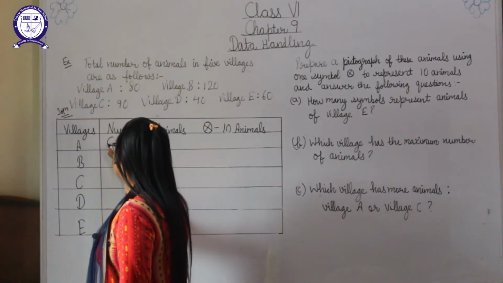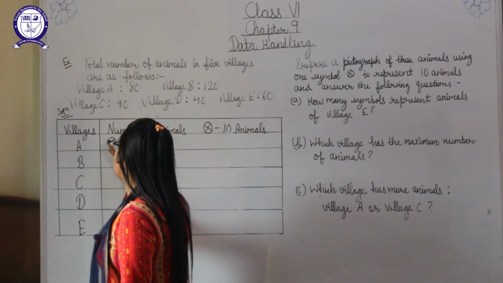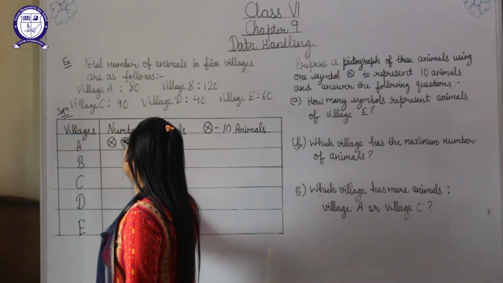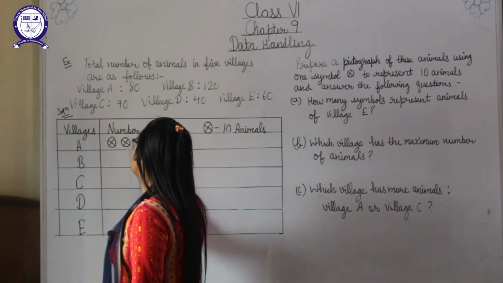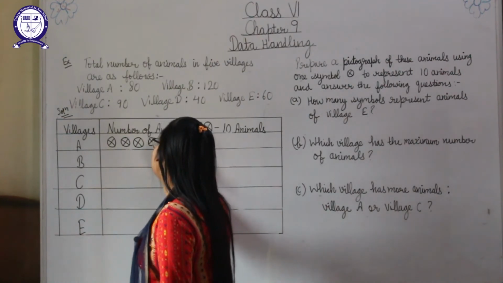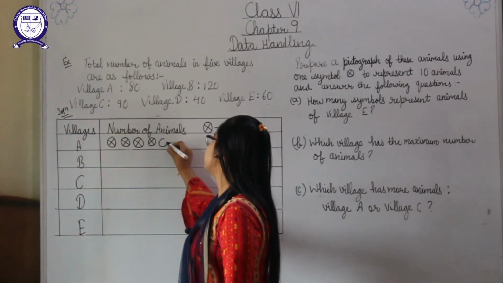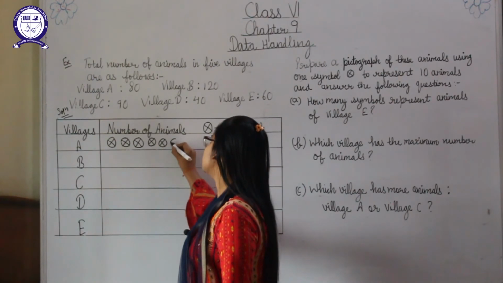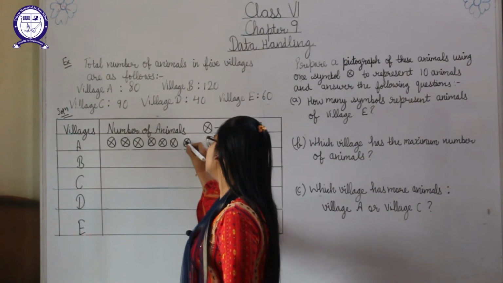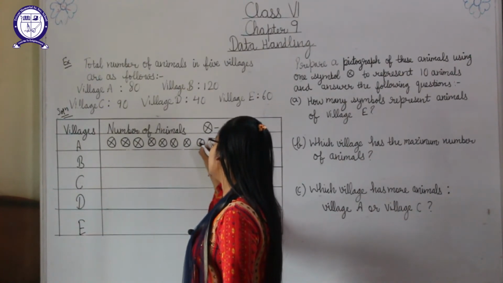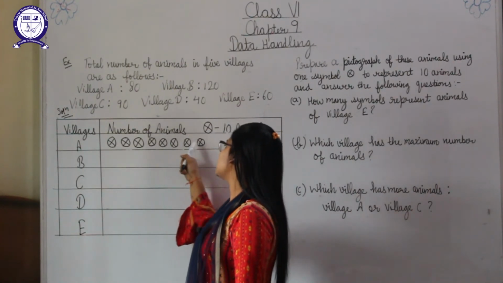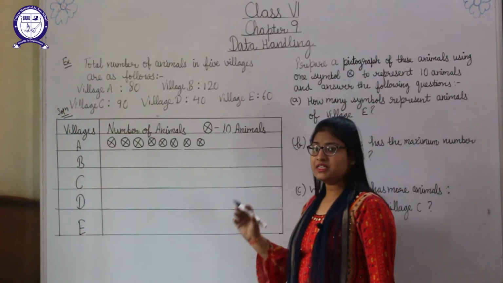As this one symbol will represent 10 animals, the second symbol will represent 20 animals, the third one will represent 30, the fourth one 40, the fifth one 50, the sixth one 60, the seventh one 70 and the eighth one will represent 80, right? So we will draw 8 symbols, 1 2 3 4 5 6 7 8. We have made 8 symbols.